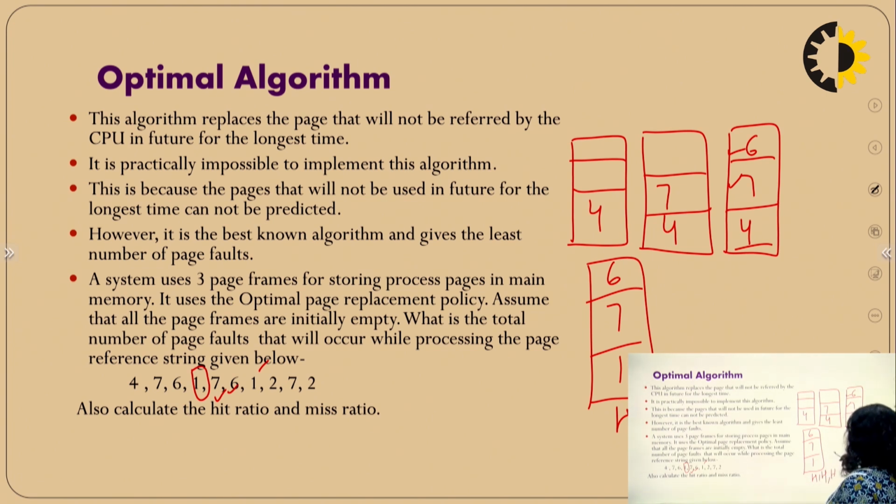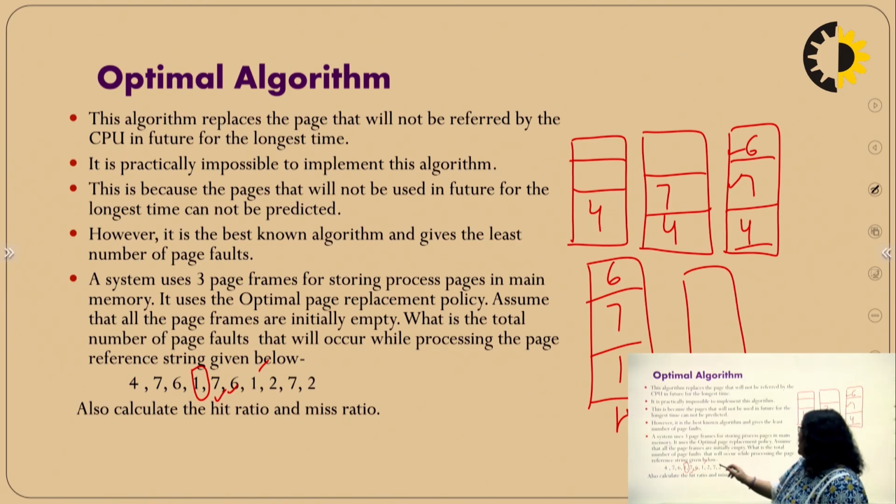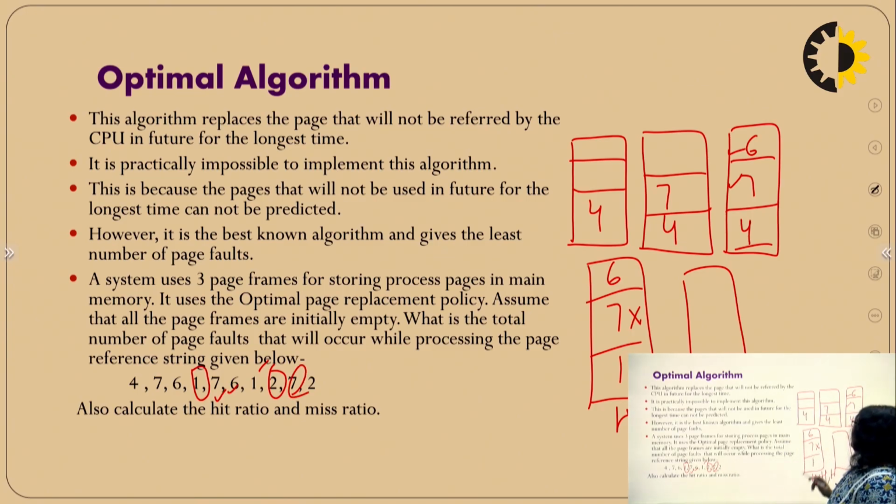Now 2. So 2 is not present in the array. So what we do? Again we look at the future. In the future we have only a single element, 7. So we can't replace 7. So there are 2 elements now, 1 and 6. So we just use the FIFO approach in this case. So 1 and 6, which element do we have to remove or swap with the new page?